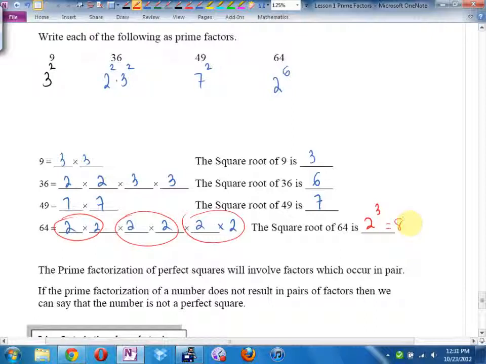So if you're wondering, hey, before they had calculators, how do they do square roots of really big numbers? Prime factorization, factor tree.